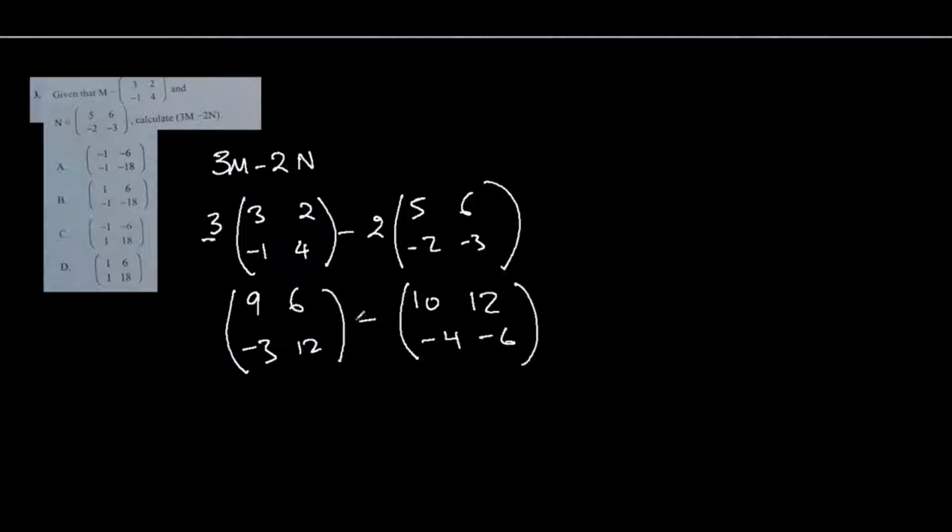And now we will subtract because of this negative. So 9 minus 10 will be minus 1, minus 3 minus 4, right? Because of this minus and this minus, it will become positive 4. So it will be 1, 6 minus 12 is minus 6, and 12 minus minus 6 will be 18. So your answer is minus 1, minus 6, 1, 18. C is the answer. Question number 4.